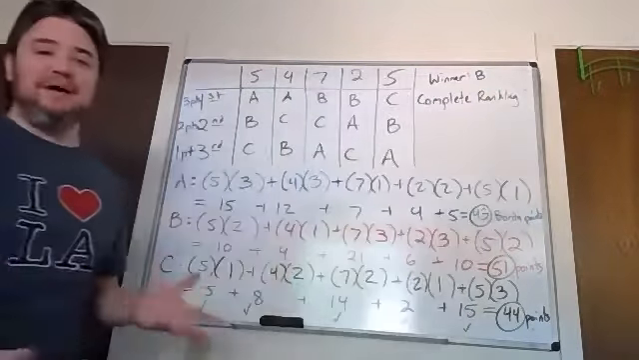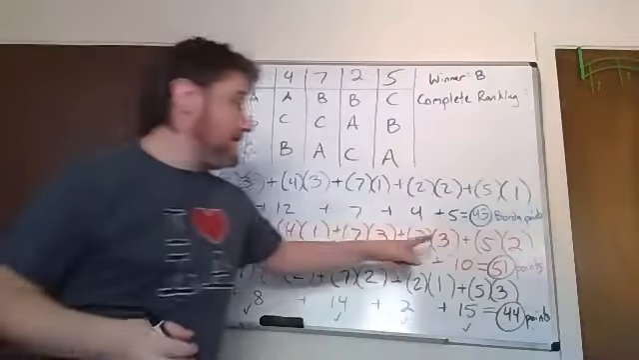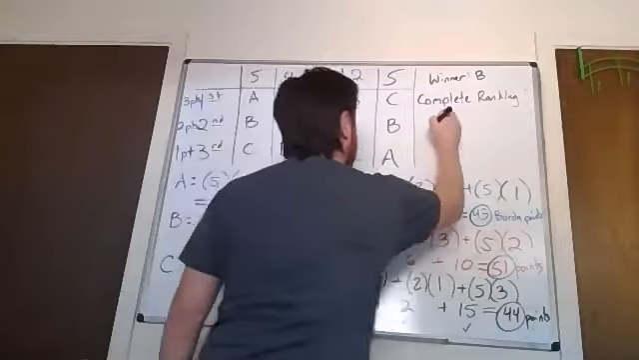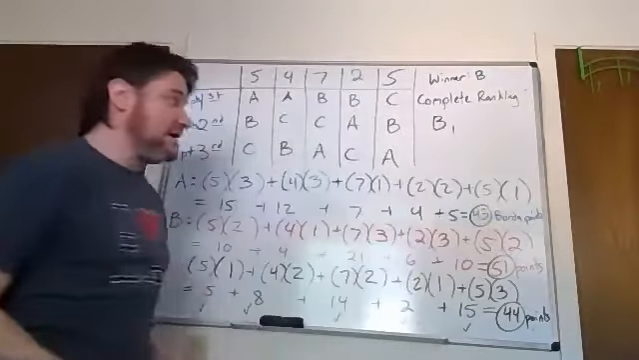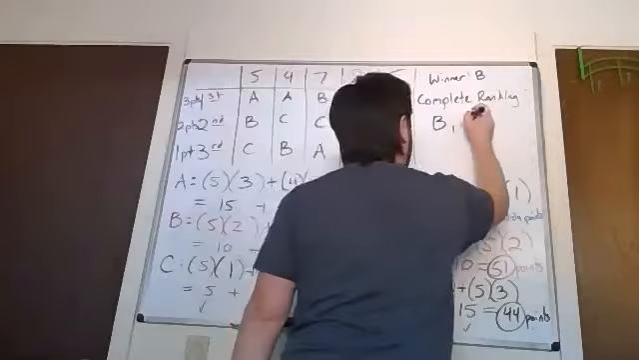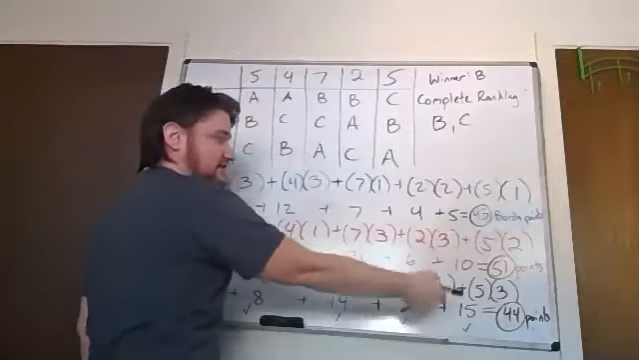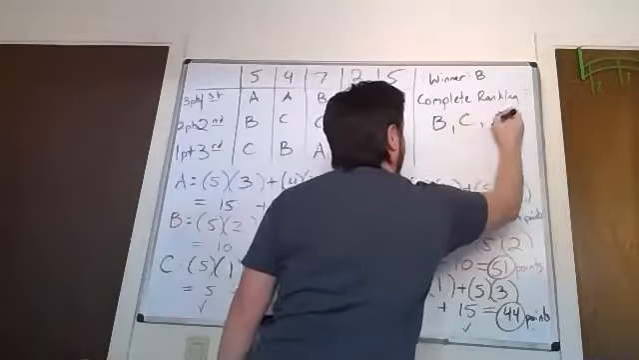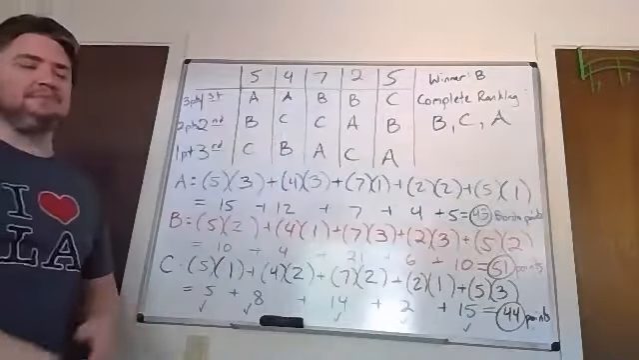And again, this depends on the voting method that we used. But here, B has the most points. So B is the best one. C has 44. A only has 43. So C comes in sort of second according to this method here. And then A is third. Okay? So they have you doing complete rankings.